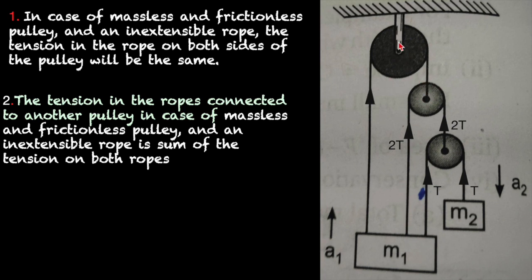Similarly, what is the tension of this big pulley? This will be the sum of the tensions of the pulley connected to it. So 2T plus 2T, which is equal to 4T. So this string tension will be 4T. And if this pulley is also massless and frictionless, what is the tension on the right string? It will be 4T. I hope it is clear to you what the 2 points say.